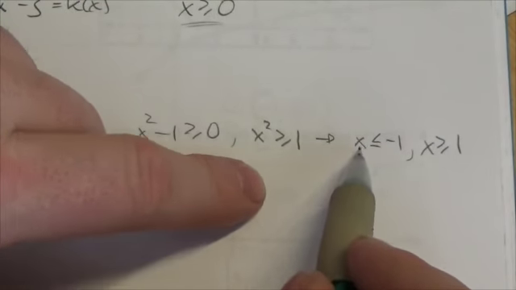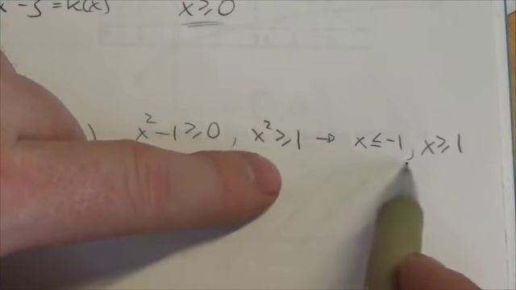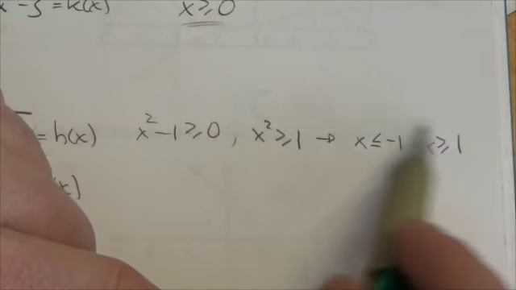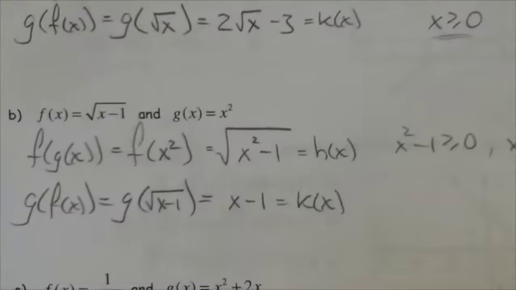So just think about it like this. If you choose negative 2, squared is positive 4, that is greater than 1. If x is equal to positive 2, squared again is 4, which is greater than 1. So both of those work there. This is the restriction there.